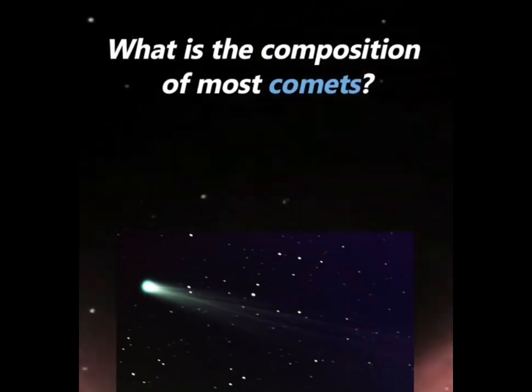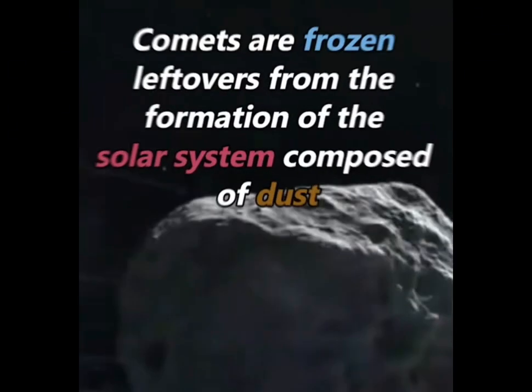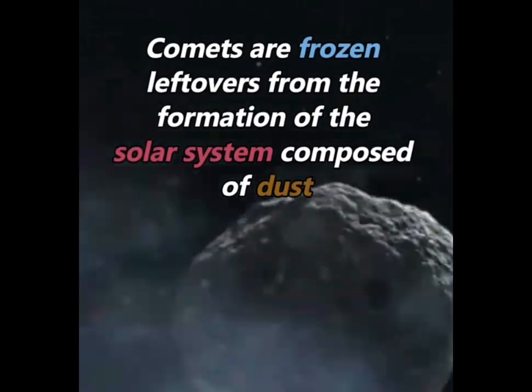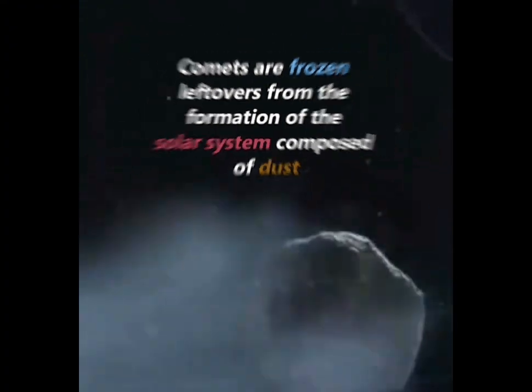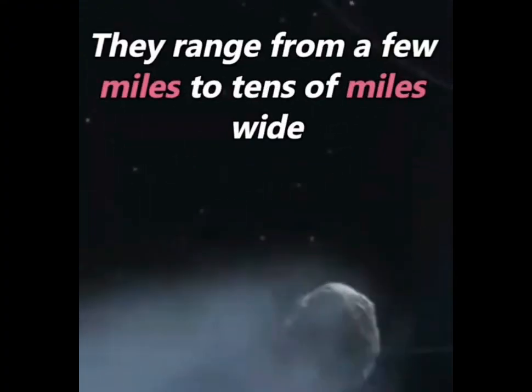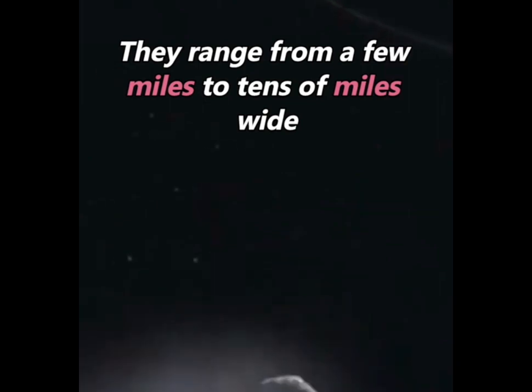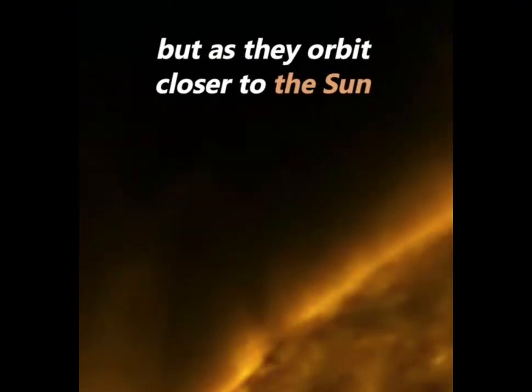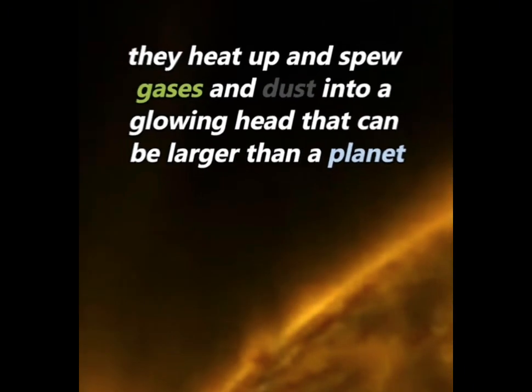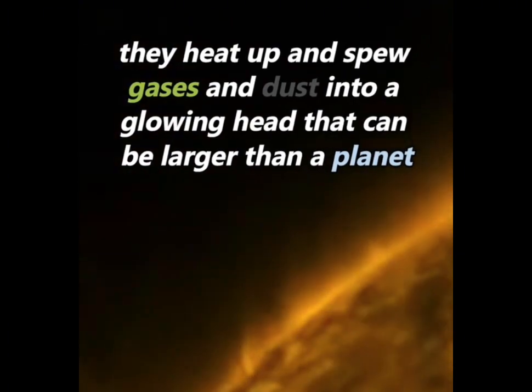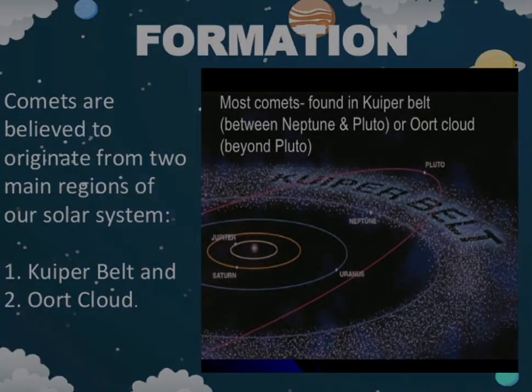What is the composition of most comets? Comets are frozen leftovers from the formation of the solar system, composed of dust, rock, and ices. They range from a few miles to tens of miles wide, but as they orbit closer to the sun, they heat up and spew gases and dust into a glowing head that can be larger than a planet.